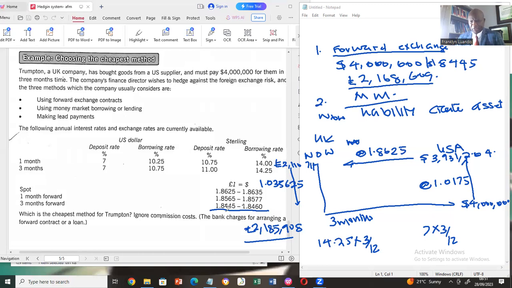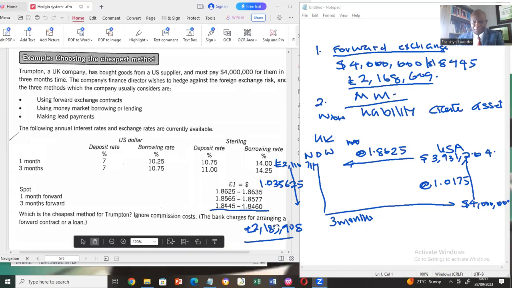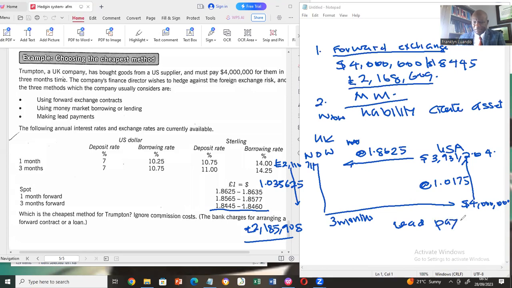So here we can make a payment. The exchange rate is favorable. We can use this part here to make the calculation. So we have the amount that we need to pay is $4 million. This is lead. Lead payment. The lead payment here, we have the exchange rate is 1.8625, because it's better than the exchange rate in month three.